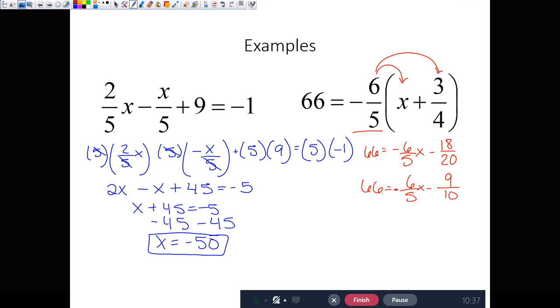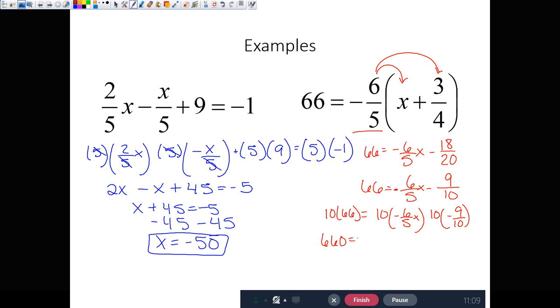Okay, now that I have distributed, we're going to multiply by our least common denominator to eliminate the fraction. So that's 10. So I'm going to multiply everything by 10. So 10 times 66, 10 times negative 6 over 5x, 10 times negative 9 over 10. Okay, what's 10 times 66? 660.